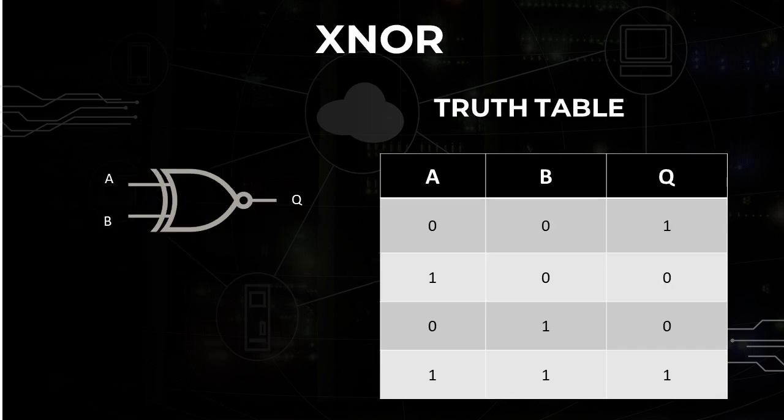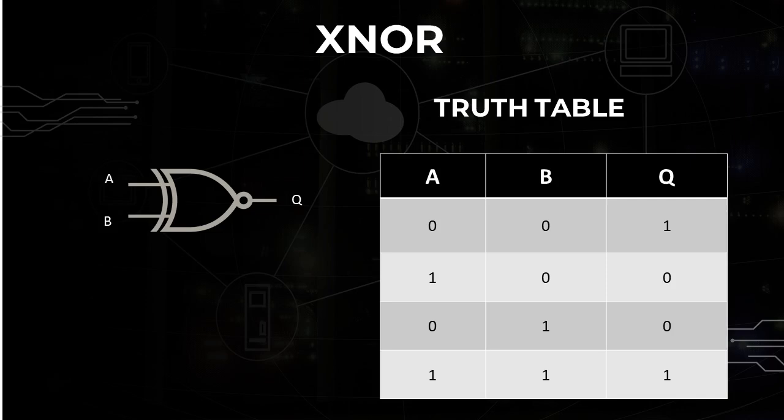Let's explore the exclusive NOR gate. The exclusive NOR gate outputs a 1 only if the inputs are the same. If the inputs are different, it outputs 0. Here is the truth table for the exclusive NOR gate. When both inputs are 0, A is equal to 0 and B is equal to 0, the output is 1 because both inputs are the same.